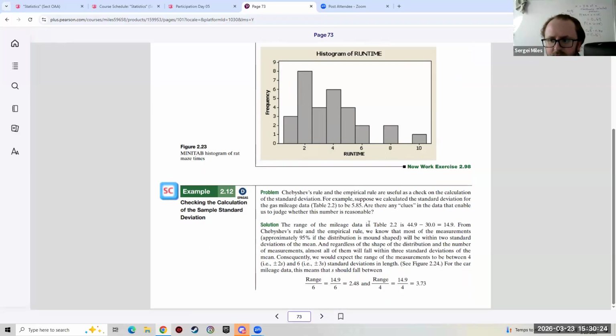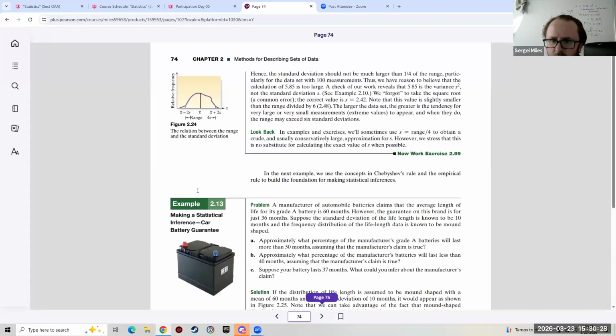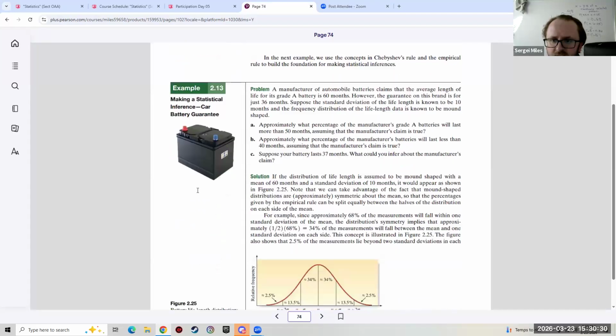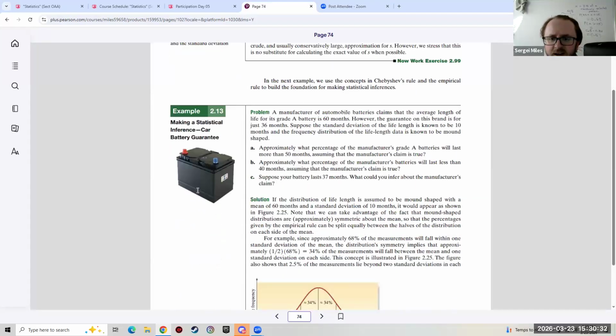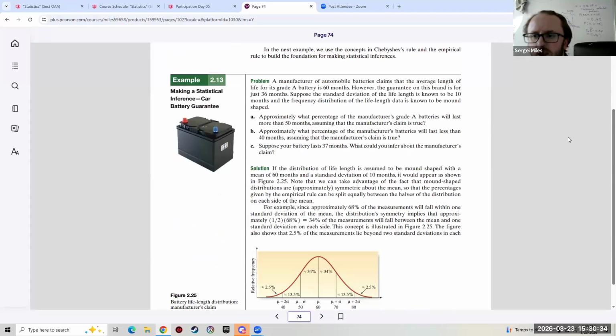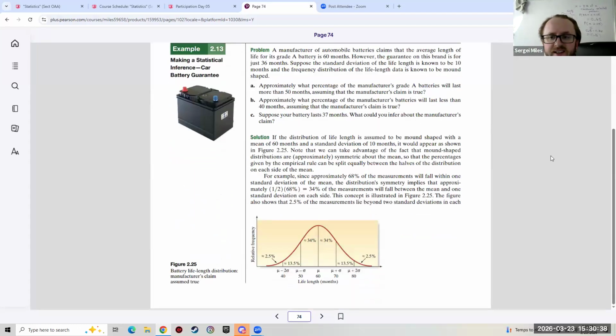Now they give this other example with Chebyshev's rule, but I don't want to look at that for now. What I really want to focus on here is this car battery example, where we can now start to see how we use statistics to answer questions in society. All right. So consider this problem.